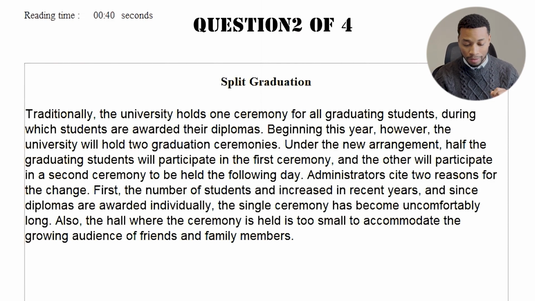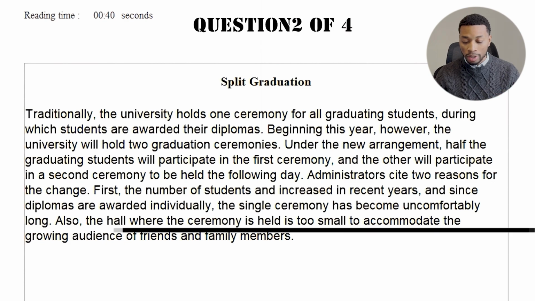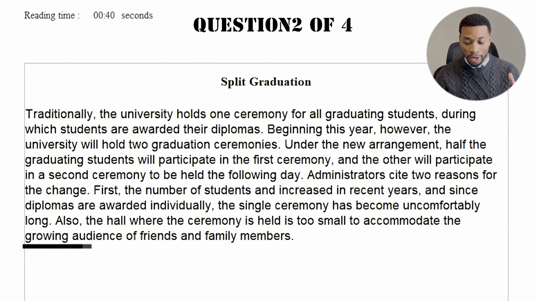Let's skip to first. First, the number of students, and it actually seems like they have a little spelling error here, but it's all good. So first, the number of students have increased in recent years. And since diplomas are awarded individually, the single ceremony has become uncomfortably long. So the A here can actually be one of 2 options. It could be either the students have increased in recent years, or it could be the single ceremony has become uncomfortably long. Again, we won't know until we hear the lecture, but it's definitely one of those 2 options. And the second one is, also, the hall where the ceremony is held is too small to accommodate the growing audience of friends and family members.